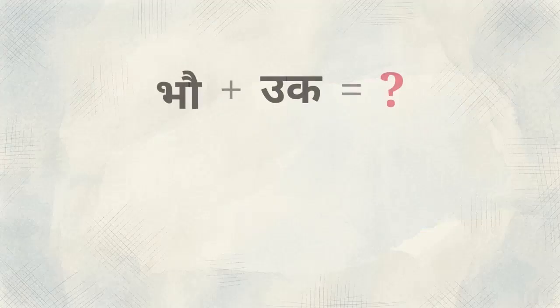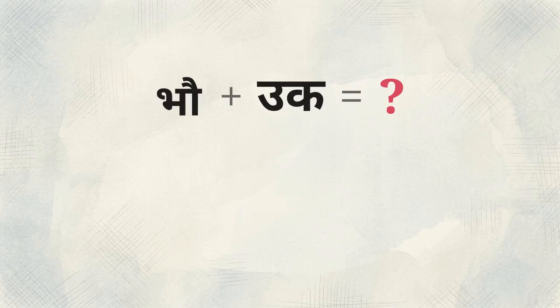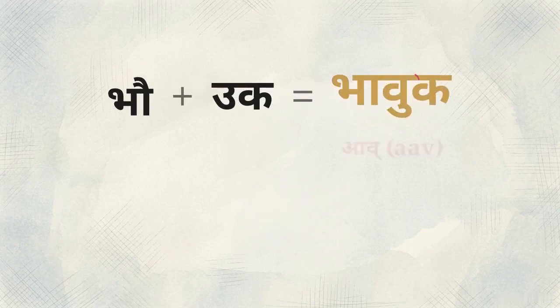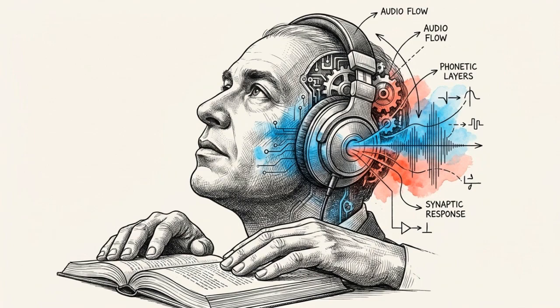Try this yourself. Apply the ayati rule to bo plus uk. In 3 seconds, these merge into bavuk, revealing the hidden av sound. Mastering ayati sandhi means ignoring the shapes of letters, relying on pronunciation to locate hidden syllables.